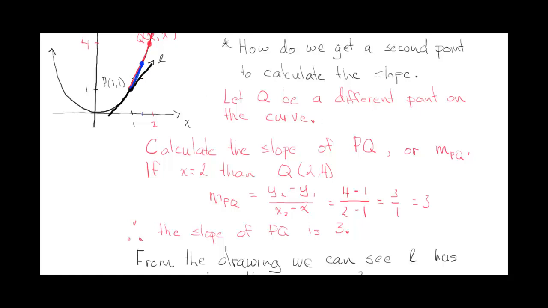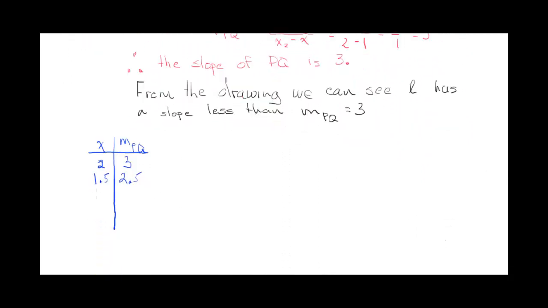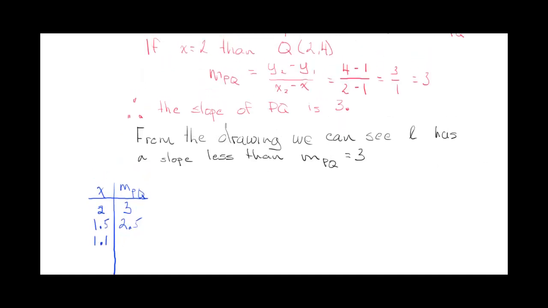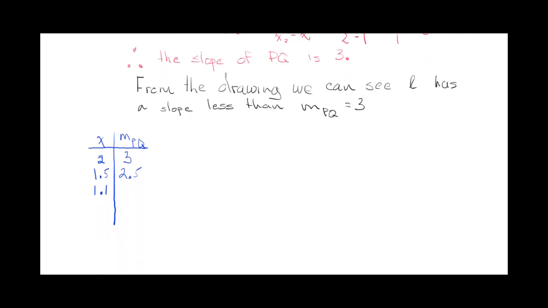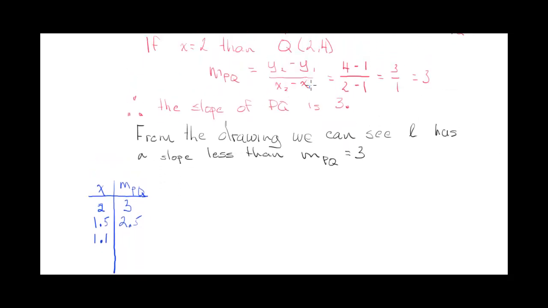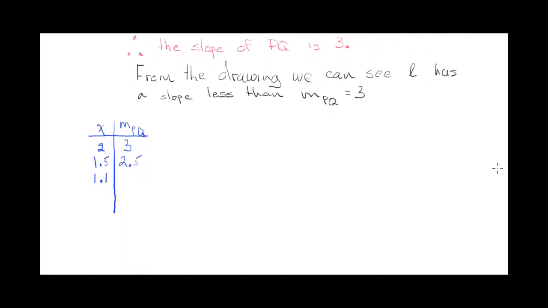So what if we made the point a little bit closer? So instead of 1.5, we made it even closer. So how much closer? Well, we can go a lot closer. Let's go 1.1. So x is 1.1. Now put that value into your calculation here. And then you'd have to get the y value, which would be 1.1 squared, and then do y2 minus y1 over x2 minus x1, and work out your slope. So I'll let you do that. But if you do that, you'll get 2.1.